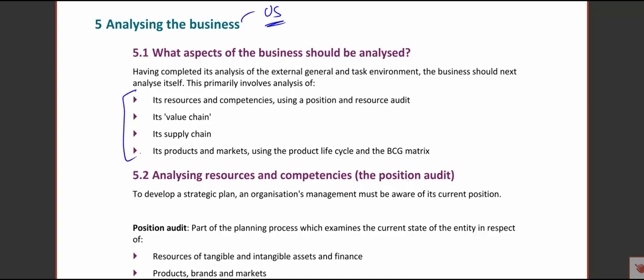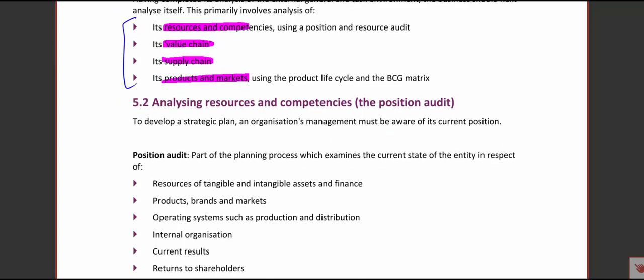We're going to focus on what our business has, so in terms of resources and competencies, our value chain, so considering the work of Michael Porter again, our supply chain, so our links between our suppliers that we currently have, and then thinking about the current product and markets that we have. We're going to use a couple of different approaches to do this. So the first thing we're going to look at is our position audit.